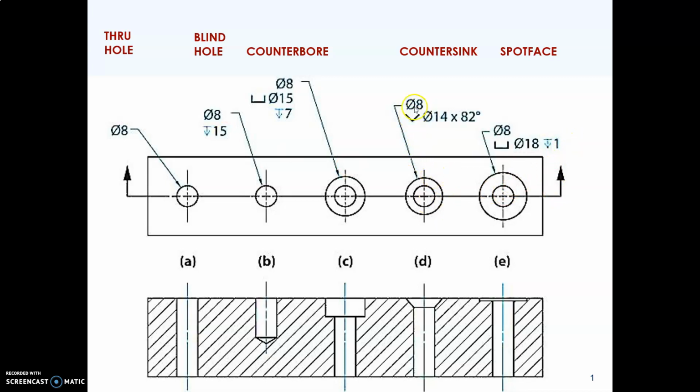The next to the end is the countersink, which we talked about last time. There's the countersink with the 82-degree angle. And now we'll talk about the counterbore, which, as you can see, has a bigger hole that goes straight up and down.